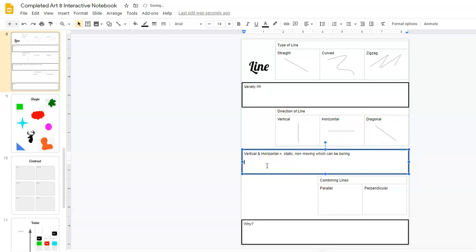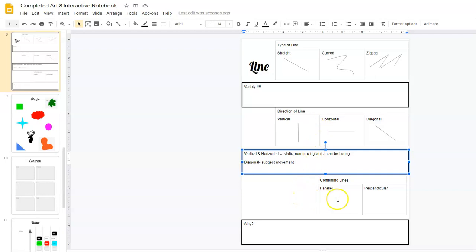Ta-da! Diagonal lines, on the other hand, again, spelling. There we go. They suggest movement. You can imagine something rolling down this hill or climbing up the hill. Those are something that gets you some more action and dynamic art in your artwork, dynamism in your artwork.